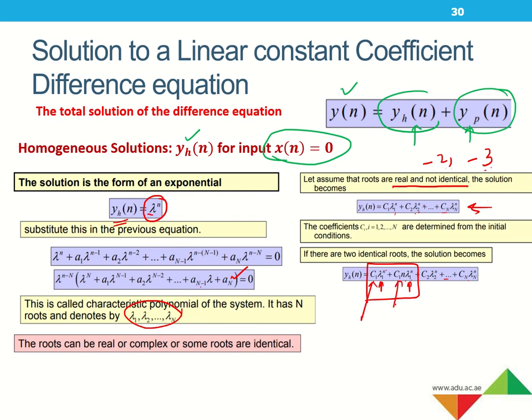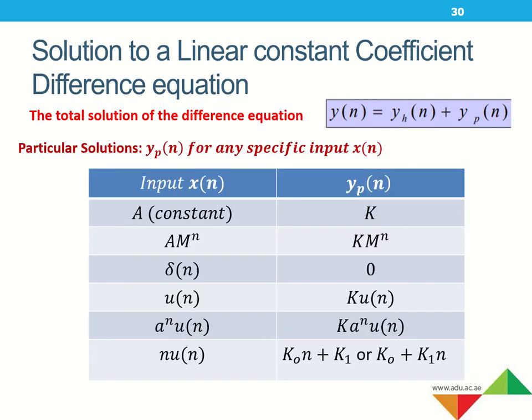So by using the initial conditions we can find these values. So this is the procedure to get the homogeneous solution. The particular solution is: if we have some particular input, then what will be the output. So for example, there are fixed solutions.